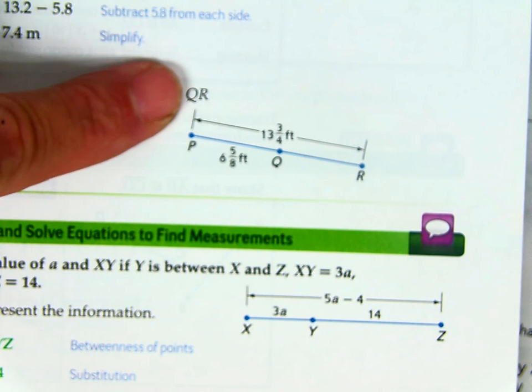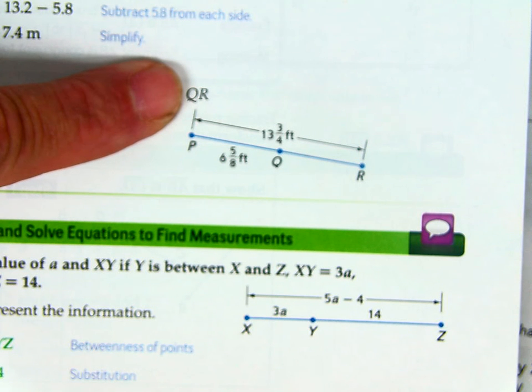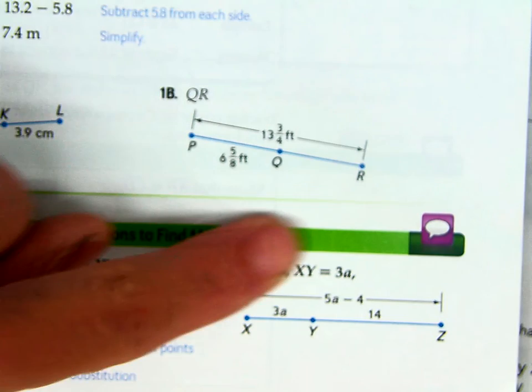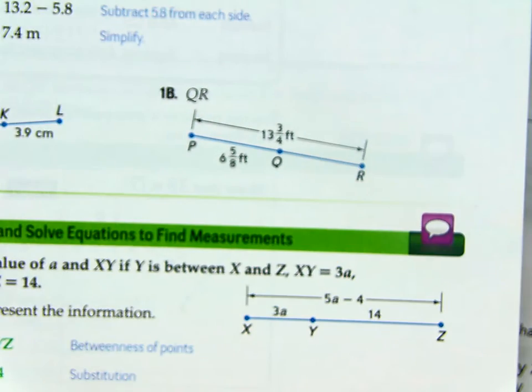1B. What does that mean? When it says QR? Line QR. What does that mean? Points QR, yeah. So you want to find what? You have to find what the distance is from Q to R. Good job. What is the distance from point Q to point R? All right, here's your information. Find me the distance from Q to R.